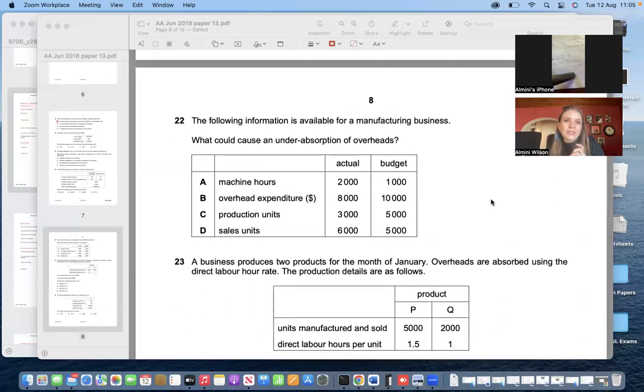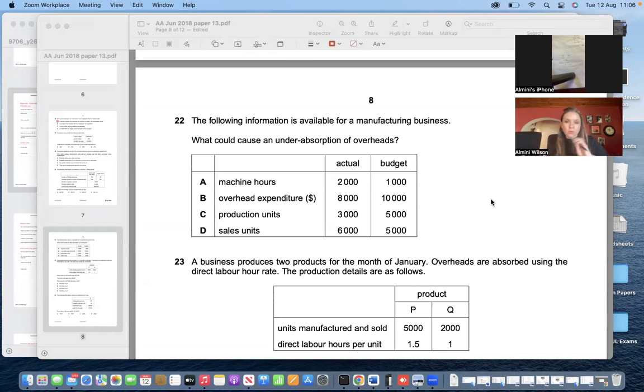Let's go on to 22. Remember, we're only going to go up to 25, so 3 more questions. The following information is available for a manufacturing business. What could cause an underabsorption? An underabsorption is not good. That means that it actually gets deducted from your profit. It means that you under-prepared for your costs, your fixed costs.